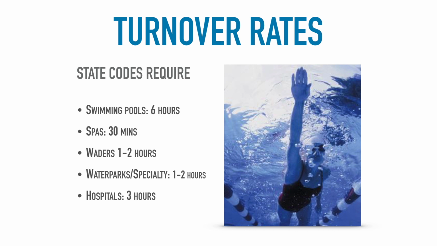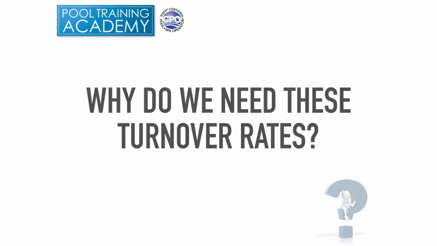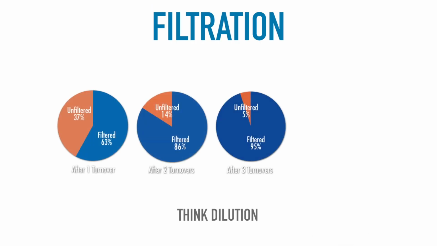So again, like I said, the big numbers that you're going to want to think about for the future are the swimming pool number and the spa number. Swimming pools need to turn over, or have their water pushed through the filter, one time every 6 hours, hot tubs once every 30 minutes. Now, you may be asking yourself, Alex, why do we need these turnover rates? That's a great question. Like I said earlier, these aren't just arbitrary numbers. In fact, there's science backing these numbers.